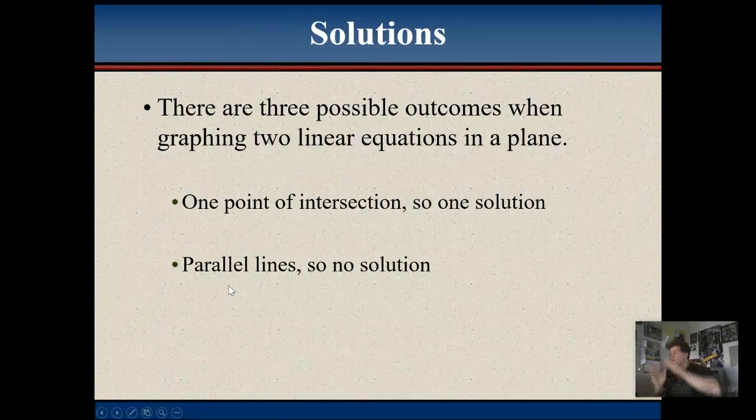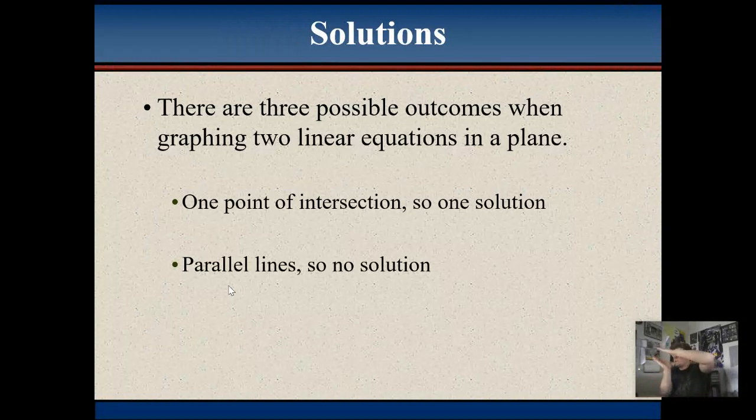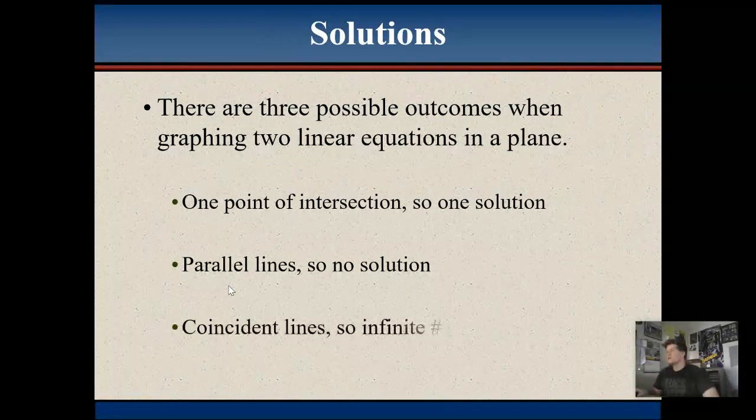You could have parallel lines, meaning they have the exact same slope, different y-intercepts. They never intersect. They never hit each other. That would be a no solution. You could have something called coincident lines. They're basically the exact same line stacked on each other.